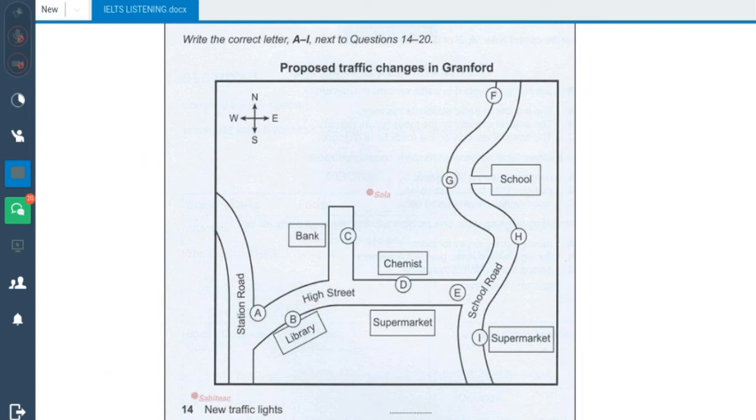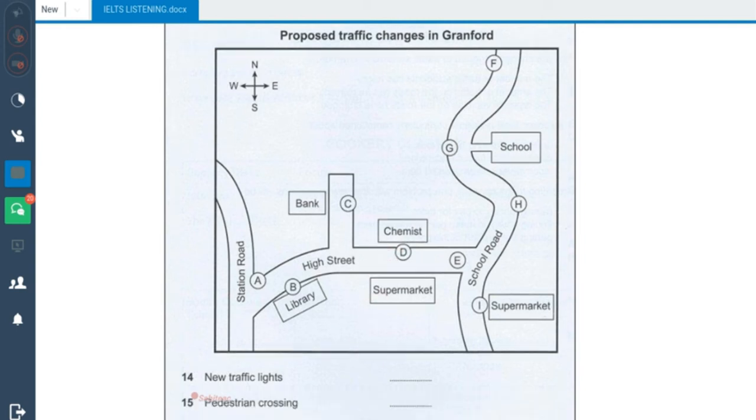A map, and as you can see, it says write the correct letter, A to I, next to questions 14 to 20. So this map answers questions 14 to 20. This is just an example. The map is titled Proposed Traffic Changes in Granford. Look at question 14 here.